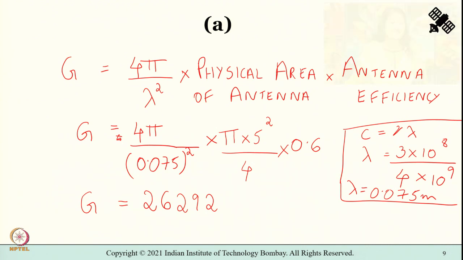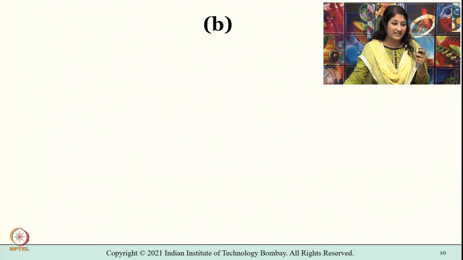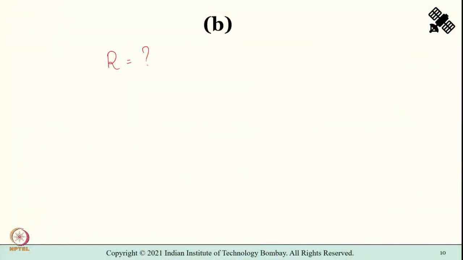Just to reiterate, the second part was mentioning that find the range to target if the target is getting detected at a time delay of 100 microseconds. Okay? 100 microseconds, which means the question is find the value of R if tau p equal to 100 microseconds.